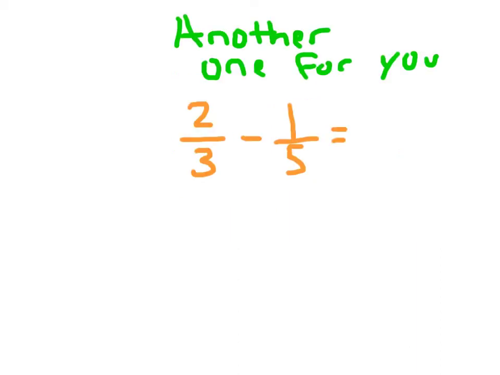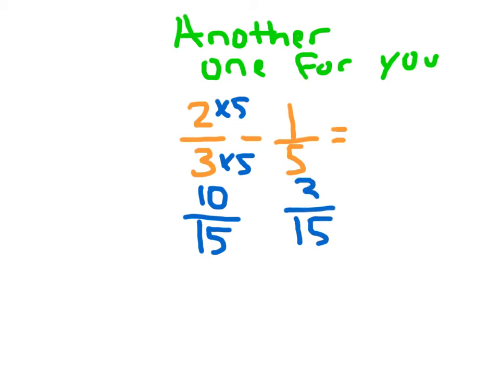We have 2/3 minus 1/5. This is another problem for you. I suggest a common denominator of 15. Go ahead and hit pause. Here's your solution. Times 5, times 5. 2/3 does equal 10/15. 1/5 equals 3/15. And if I subtract them, 10 minus 3 is 7. 7 what? 7/15. And 7/15 is in simplest form.